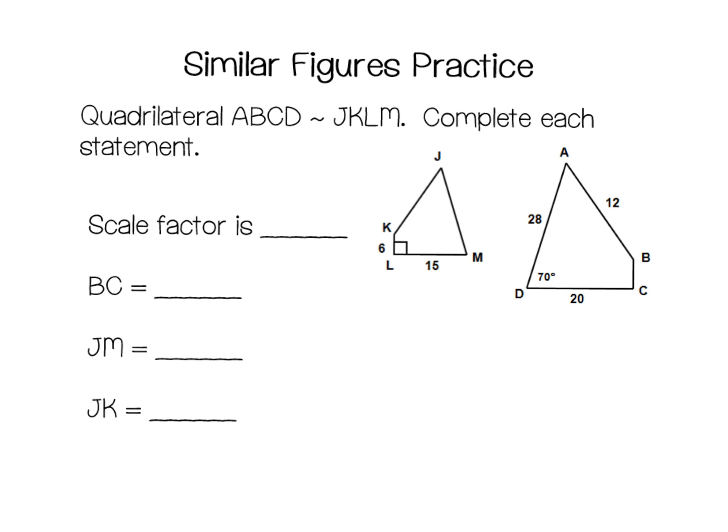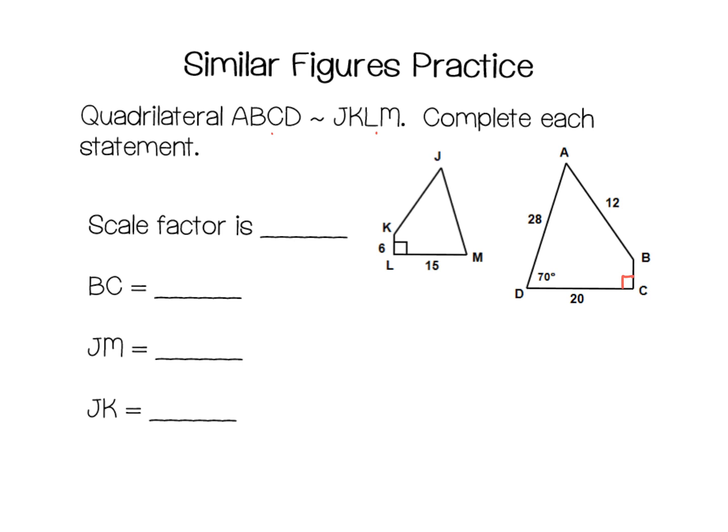All right, so let's take a look at this. We're first going to figure out the scale factor. So it says quadrilateral ABCD is similar to JKLM. Complete each statement. So I like to go through and mark my angles, so I just have a little bit of point of reference. So I know L and C are going to be lined up, which is kind of obvious here.